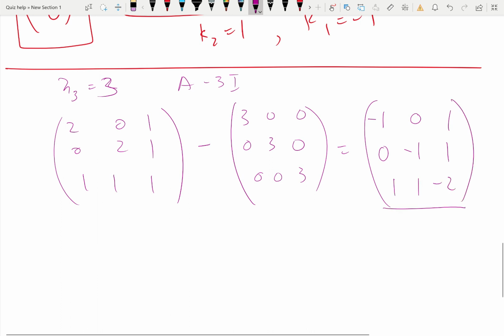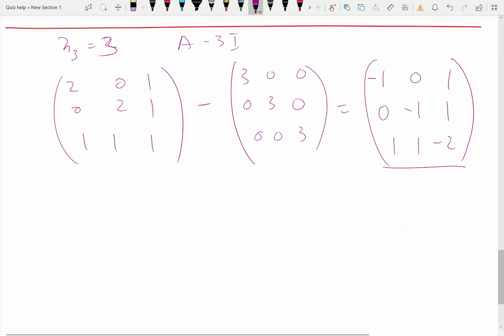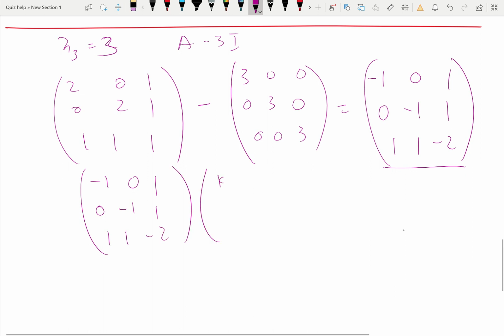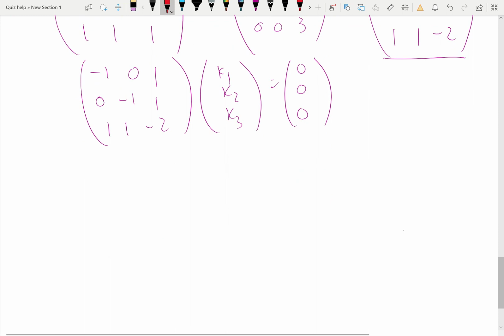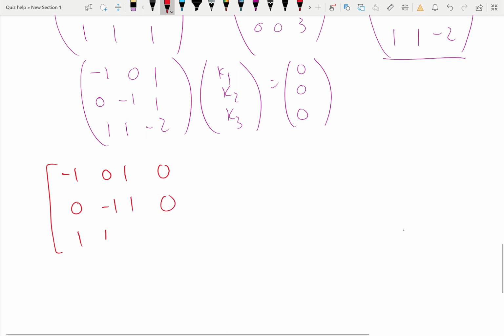Now here, for example, you have to do Gaussian elimination. But let's be consistent. We want to solve for little k1, k2 and k3 to get this eigenvector. All right, so let's write the augmented matrix. Here you need to do Gaussian elimination: 0, negative 1, 1, 0, and 1, 1, negative 2, 0.